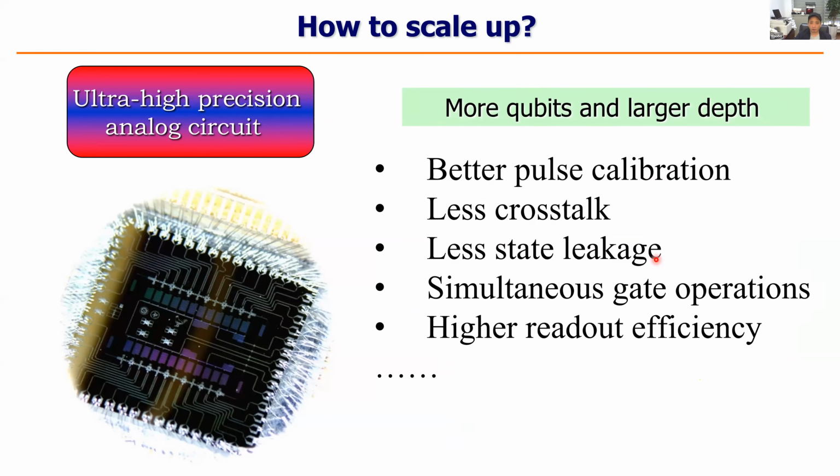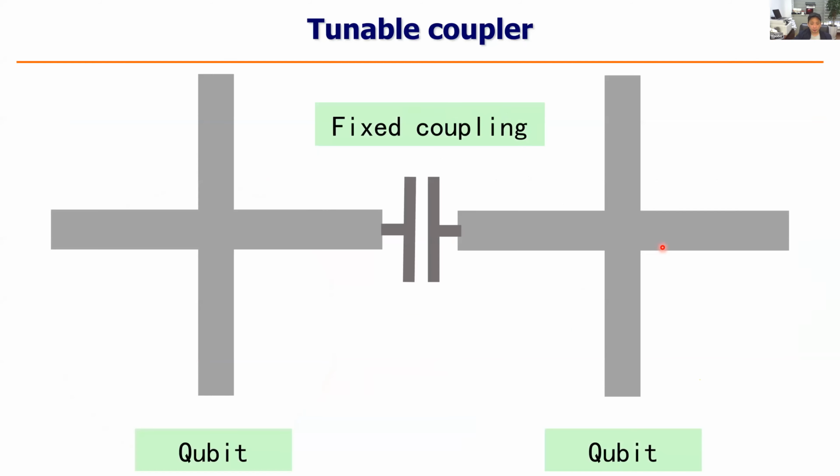We need to consider a lot of issues. So the most important improvement in this system, first of all, is that we used a tunable coupler. For quite a long time, all the multi-qubit systems used the so-called fixed coupling structure. Imagine there are two qubits with a fixed coupling. If we want to stop the energy exchange from this qubit to this qubit, the only way is to detune the qubit frequencies from each other, because being off resonance can stop such energy exchange.